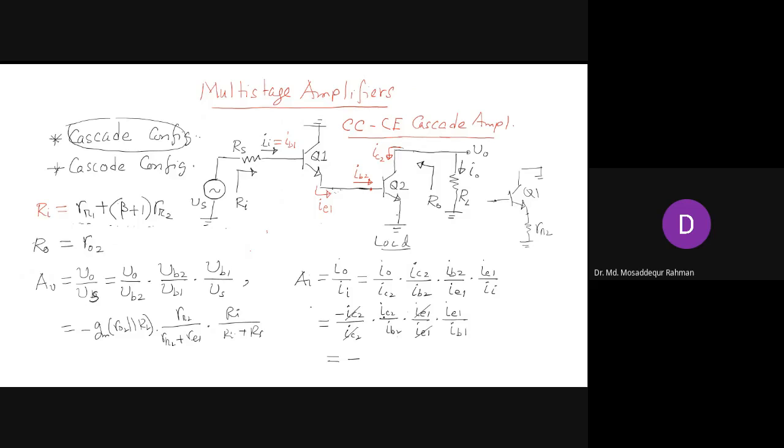IC2 by IB2. What is IC2 by IB2? Sir, beta. Right, it's beta, beta 2 for the second transistor. Then IE1 by IB1, what is that? It is beta plus 1, and you can write beta 1 plus 1. So we get a very high current gain, because the product is almost beta squared. If beta is 100, then it will be 10,000, a very high current gain.